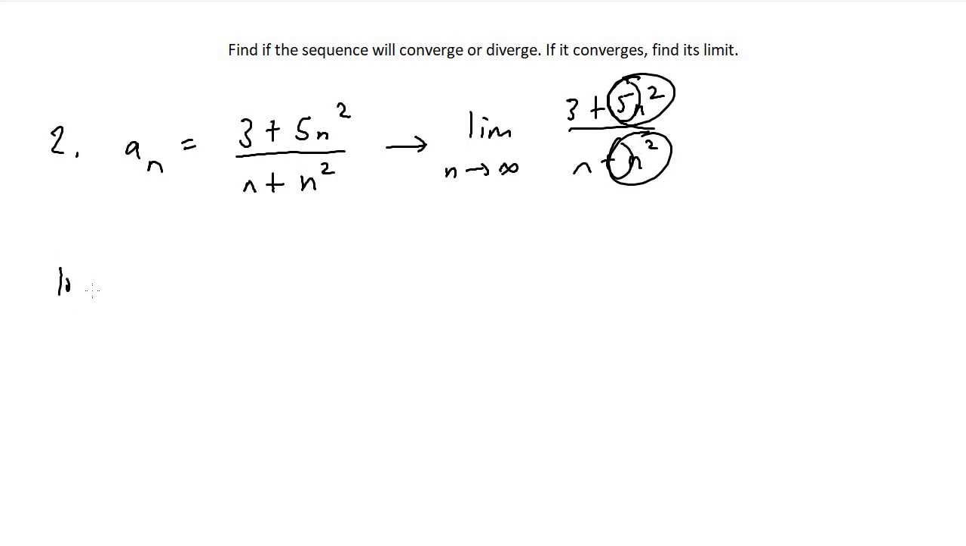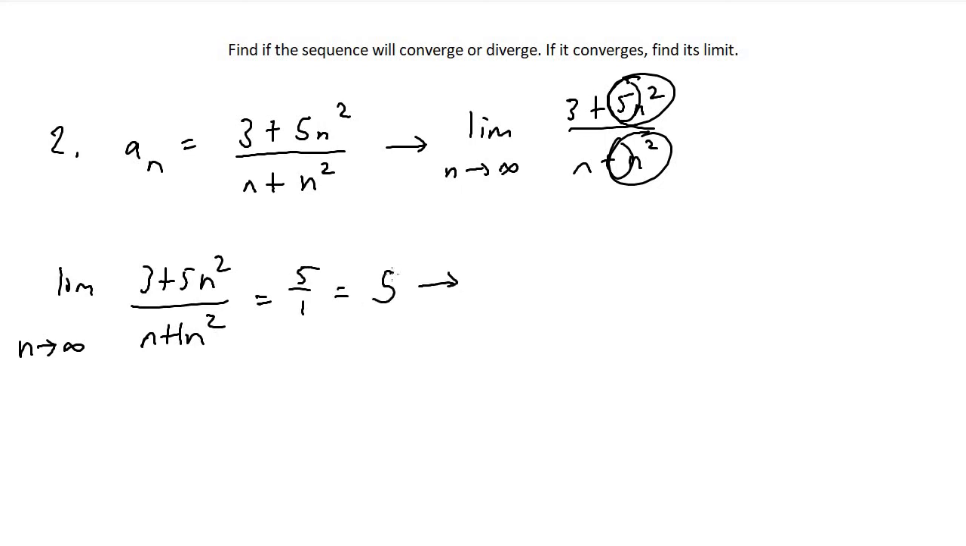So remember that whenever we have the same degree, it is just going to be the ratio of the coefficients. So the limit as n approaches infinity of 3 plus 5n squared over n plus n squared is going to be equal to 5 over 1, which is just going to be 5. So that's the value to which the sequence will converge.